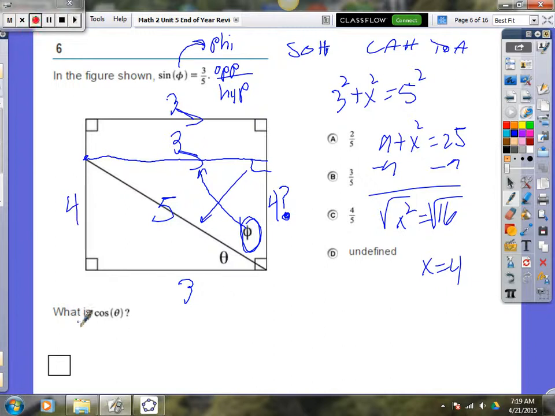Now they want you to use the information to find the cosine of theta. So cosine is the CAH, that's adjacent over hypotenuse. Now you're looking from theta. The adjacent is going to be this piece right here, 3 over 5. And we're going to go with B.